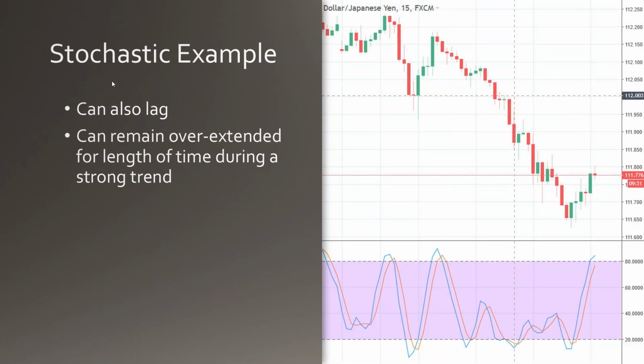Now, this is an example of a stochastics. It can also lag, and it can also remain overextended for a period of time. Normally, that will indicate a very strong trend. And whenever it's indicating that strong trend, then you know, okay, just enter at the pullbacks.